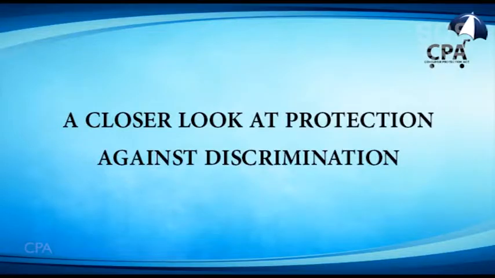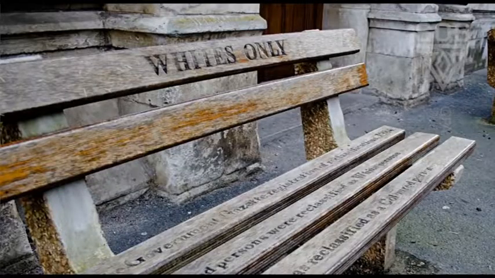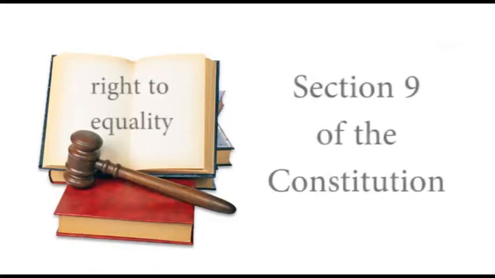A closer look at sections 8, 9 and 10, Protection against Discrimination. Because of South Africa's past, the CPA was made to protect consumers from being unfairly treated by suppliers. It is based on the equality provision contained in Section 9 of the Constitution.